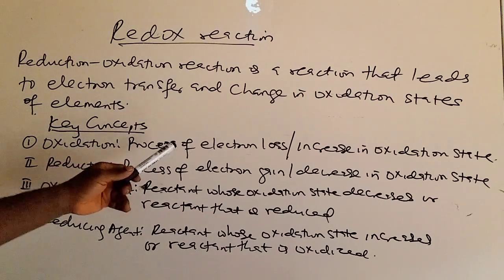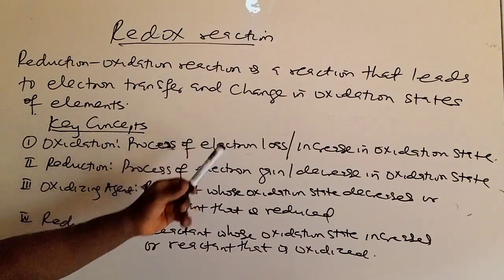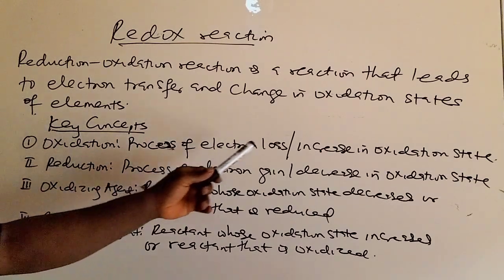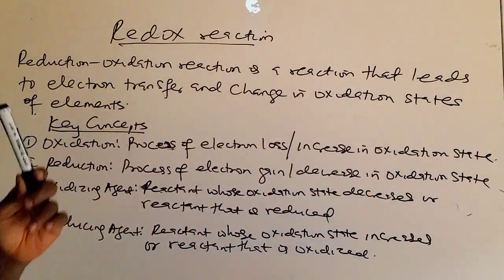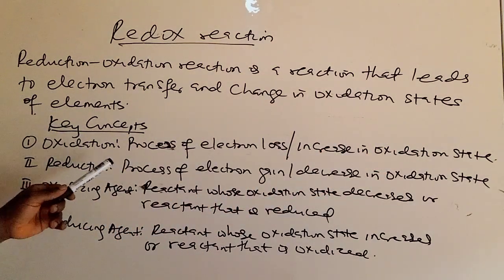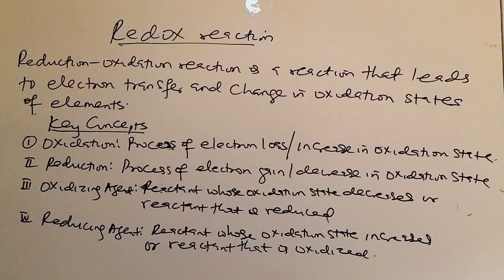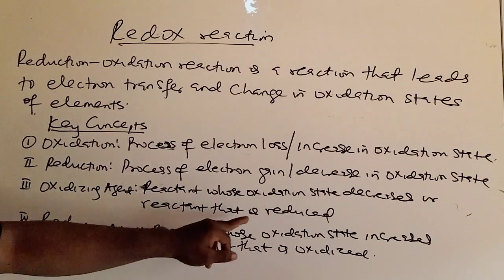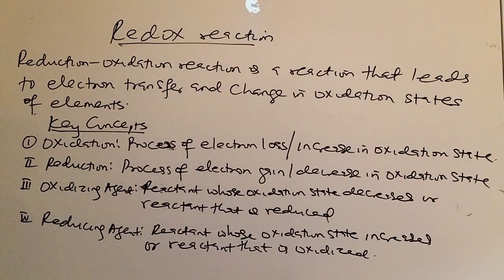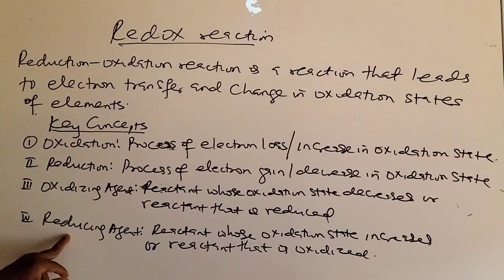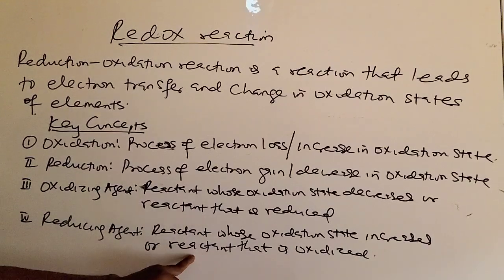Oxidation is the process of electron loss, or you can say oxidation is the increase in oxidation number of an element. Reduction is the process of electron gain or the decrease in oxidation state of an element. The oxidizing agent is the reactant whose oxidation state decreases, or the reactant that has been reduced. The reducing agent is the reactant whose oxidation state increases, or the reactant that is oxidized.